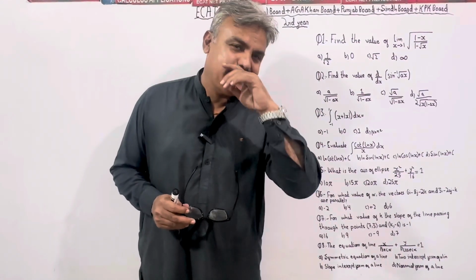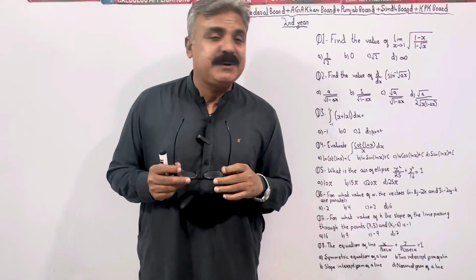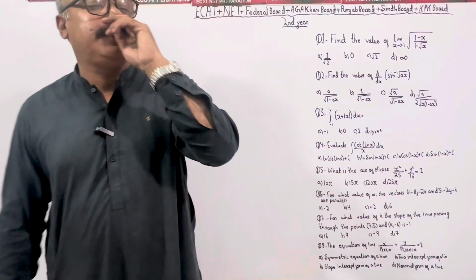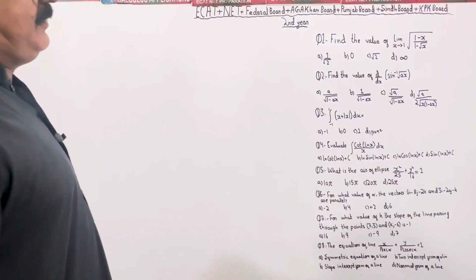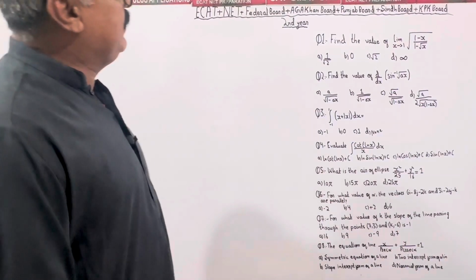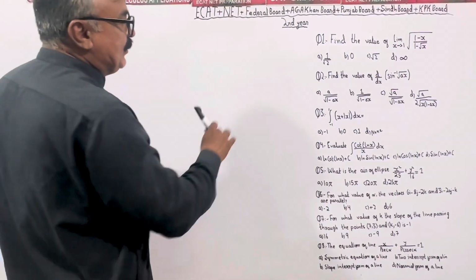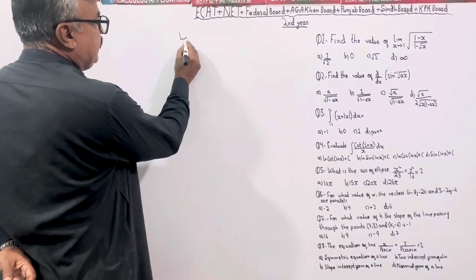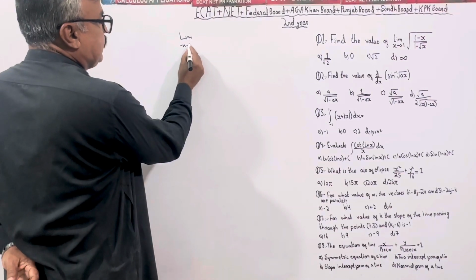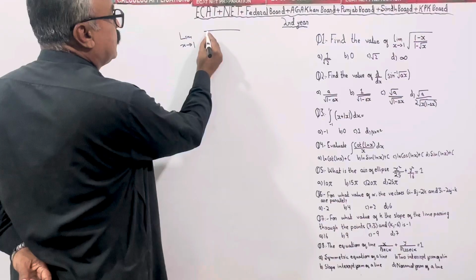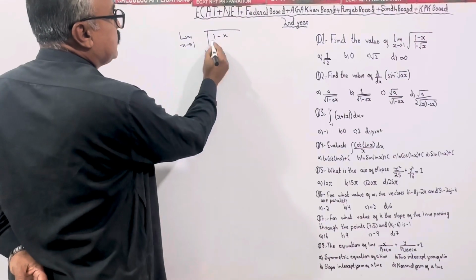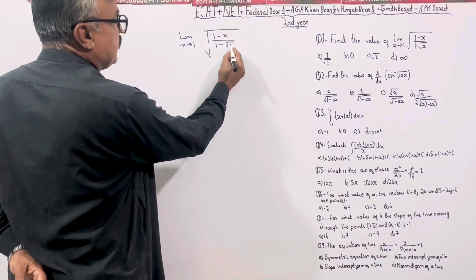Another frame based on second year past paper questions, especially from Federal Board or Punjab Board. Question number one is based on limit. A good question, a googly type question. Limit as x tends to 1 of (square root of 1 minus x) divided by (1 minus root x).